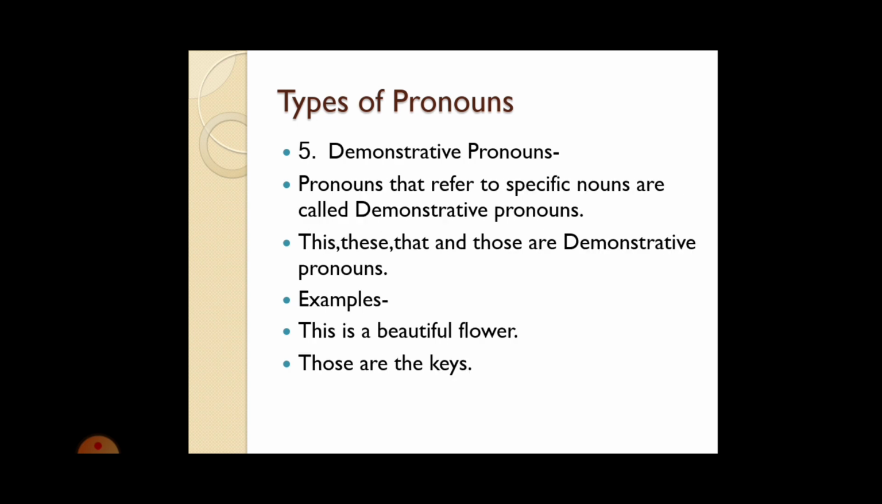The fifth type of a pronoun is a demonstrative pronoun. Pronouns that refer to specific nouns are called demonstrative pronouns. There are 4 demonstrative pronouns in the English language. This, these, that, and those are demonstrative pronouns. Examples: this is a beautiful flower. Those are the keys. This and those are the examples of demonstrative pronouns here.